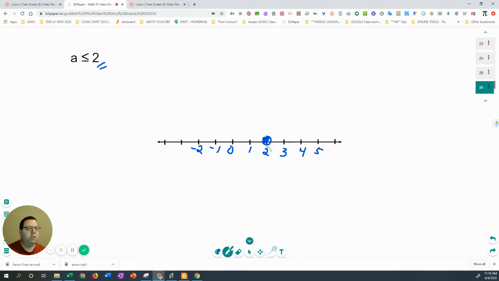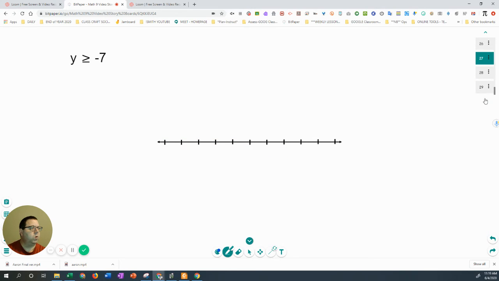I would shade it in because now this is closed. It includes the number. If you were to say A is equal to 2, Mr. Smith, isn't 2 less than or equal to 2? Yes, this is true. This inequality is true. So you have to shade it in. And of course, I've over-exaggerated by shading it in there. But basically, you're saying any value of A is good. So A is less than or equal to 2, close the dot.